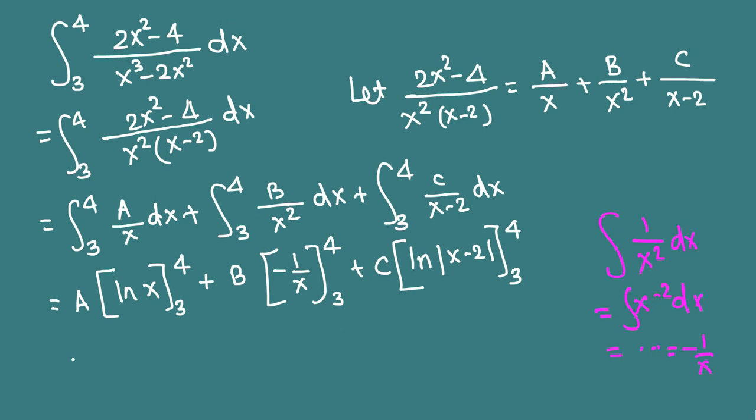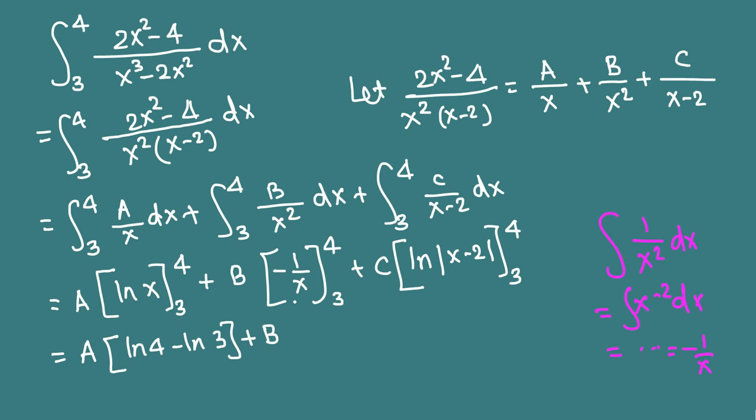Let's evaluate this. a is to be determined, that's just algebra. It will be natural log of the upper limit minus natural log of the lower limit. So natural log of 4 minus natural log of 3, upper limit minus lower limit. And by the way, the difference of two natural logs is the natural log of the quotient. So this can be simplified as natural log of 4 over 3.